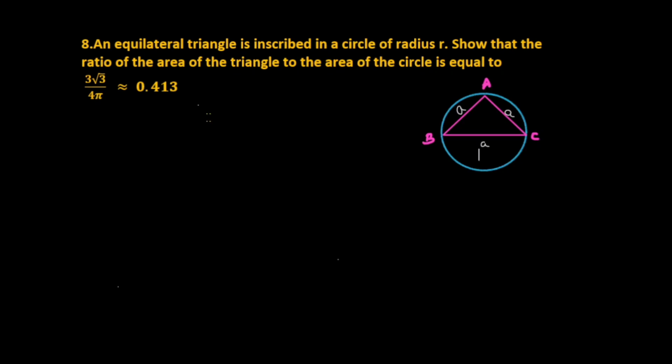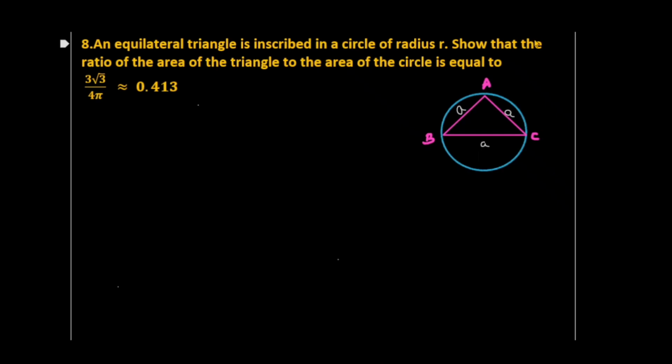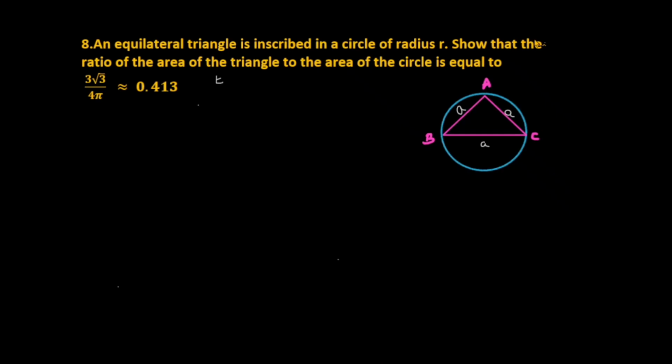Now to prove this we need to find the area. The area of the equilateral triangle we know very well: root 3 by 4 a squared, and the circle's area is pi r squared. So one unit is in a, another unit is in r. We cannot find the ratio. So what we need to do is take a in terms of r.